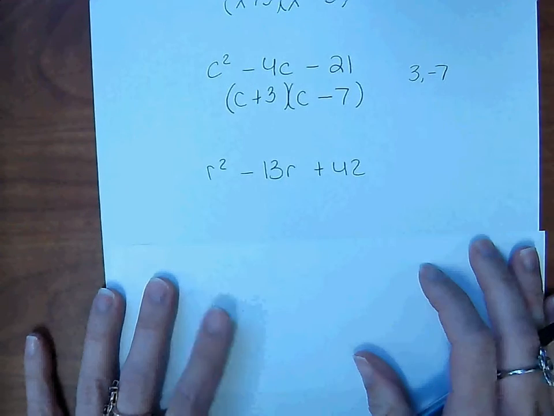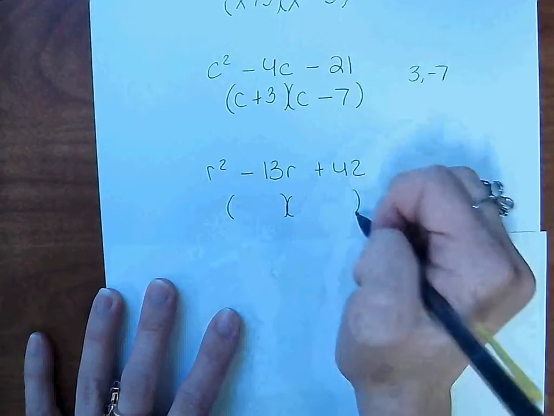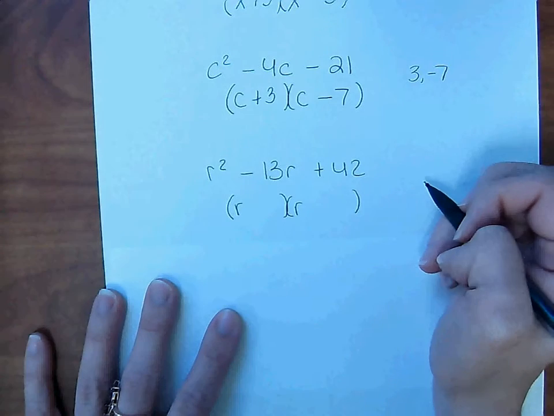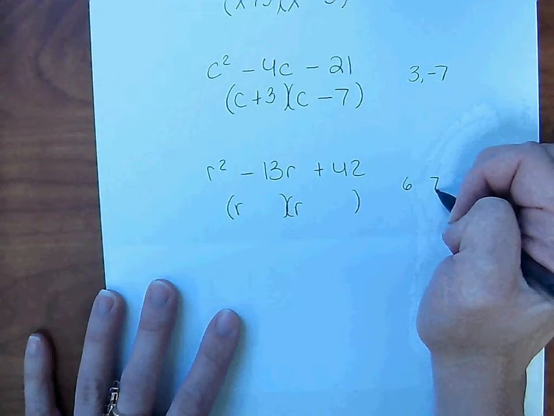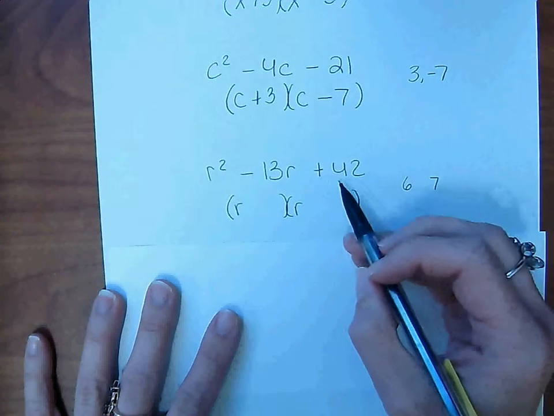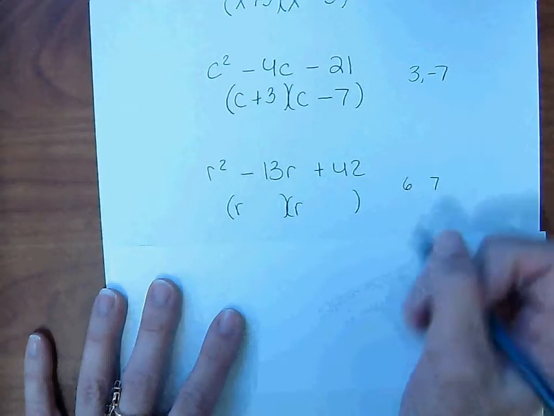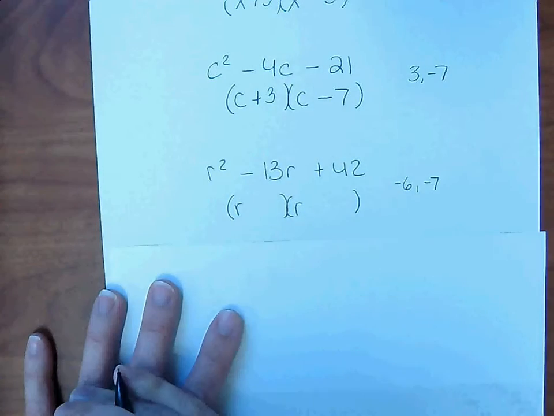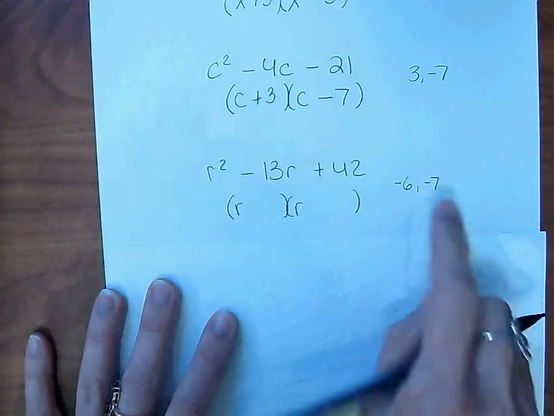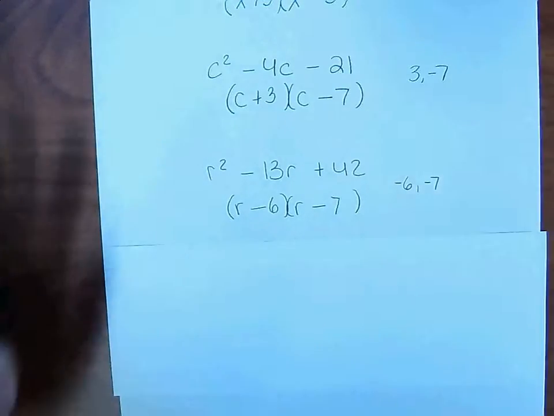r squared minus 13r plus 42. Break down the r's, r and r. Factors of 42 that make 13 would be 6 and 7. And again, a positive 6 and a positive 7 multiplied together do give you 42. However, it also gives you a positive 13, not what we need here. So both the 6 and the 7 have to be negative, because a negative times a negative is positive, and negative 6 plus negative 7 is negative 13. So r minus 6 and r minus 7.